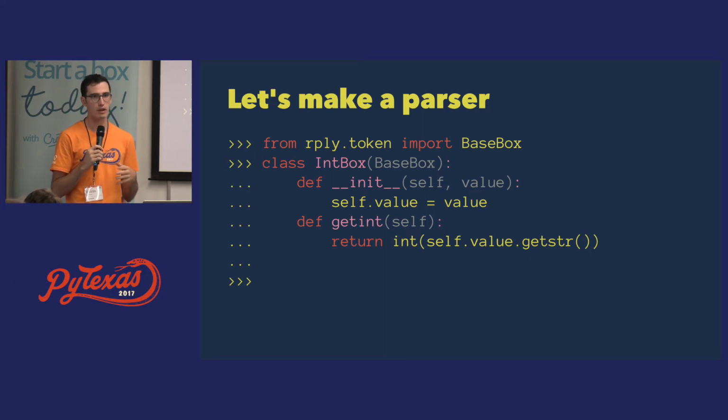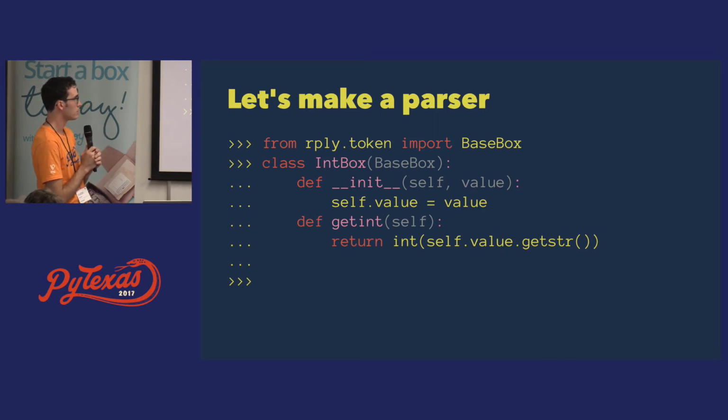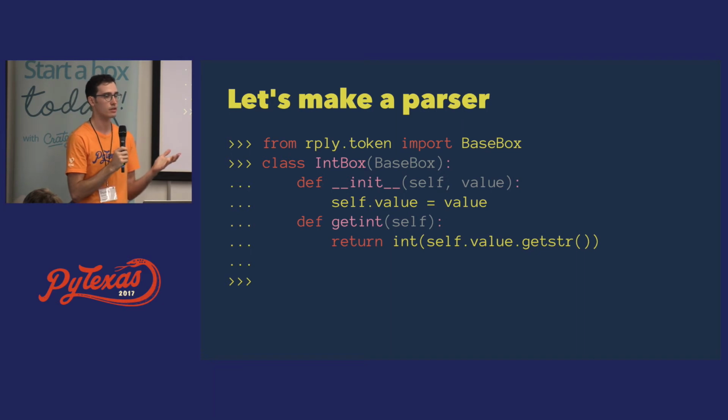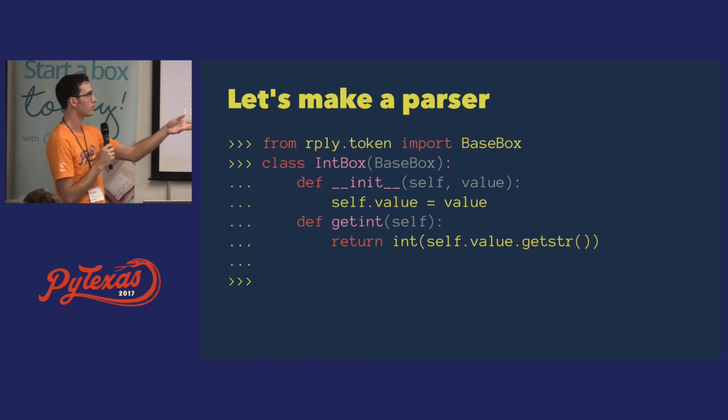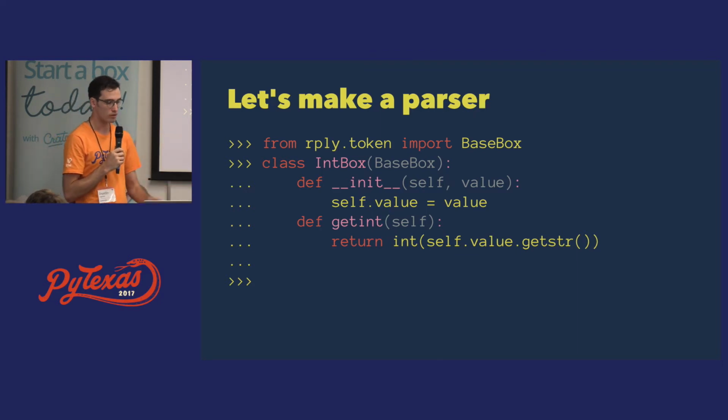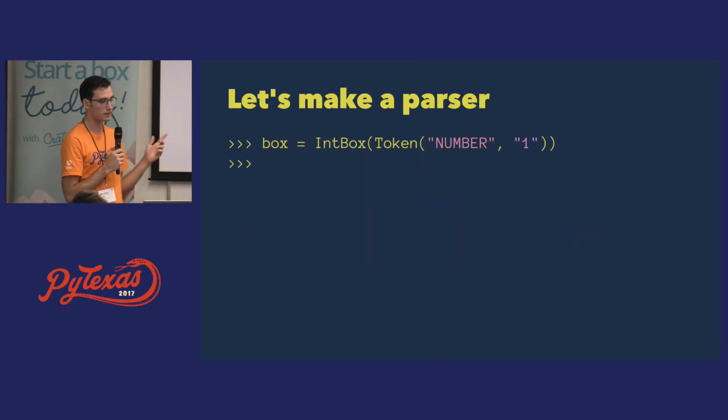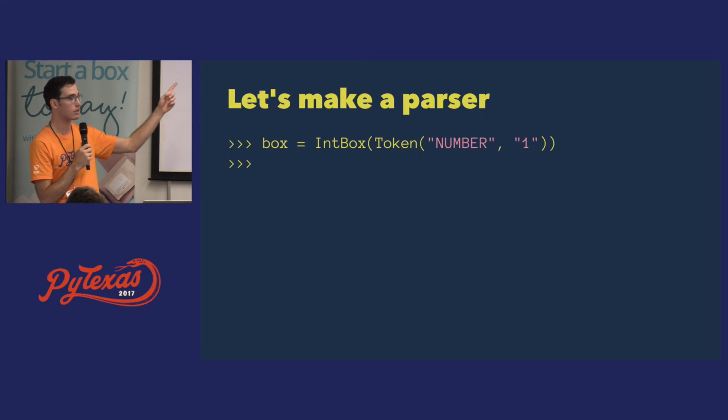And the next is I'm going to write just an arbitrary function on this. I'm going to call it getInt. And what getInt is going to do is when I evaluate this box, it's going to return an integer. So it's going to take the value, get the character out of it, and then cast it to an integer. And so if I initialize an int box like this, I have to give it a token.